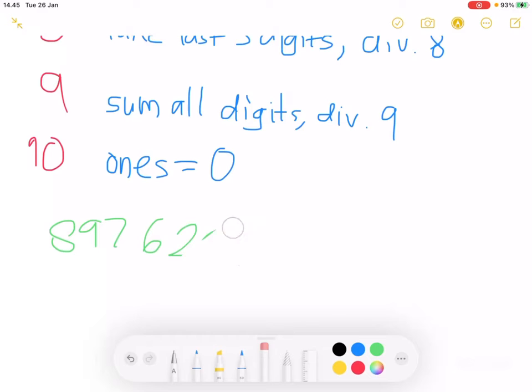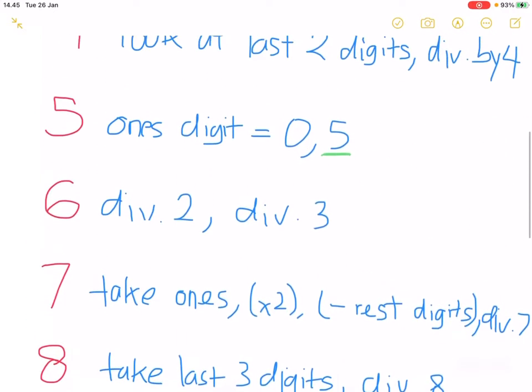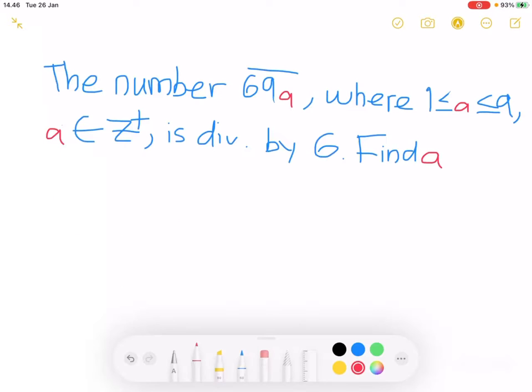So I think I'm going to do some example problems related with divisibility rules. So we're given the number 69a, and notice this is not a product of 69 multiplied by a. No, this is just a number. So notice I put a line above that. That indicates this is a whole number, not a product.